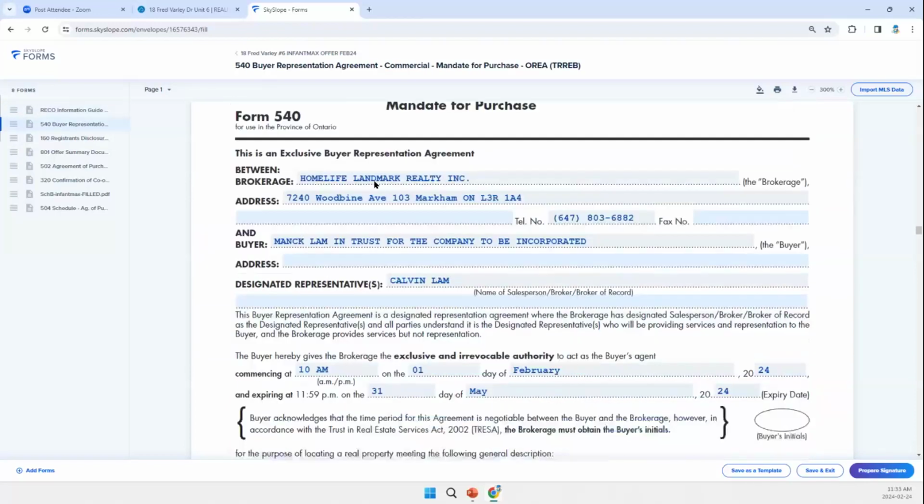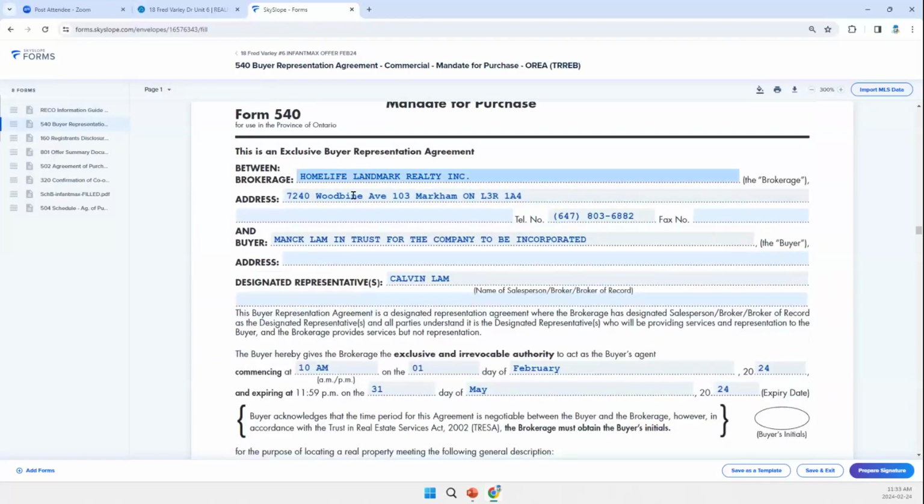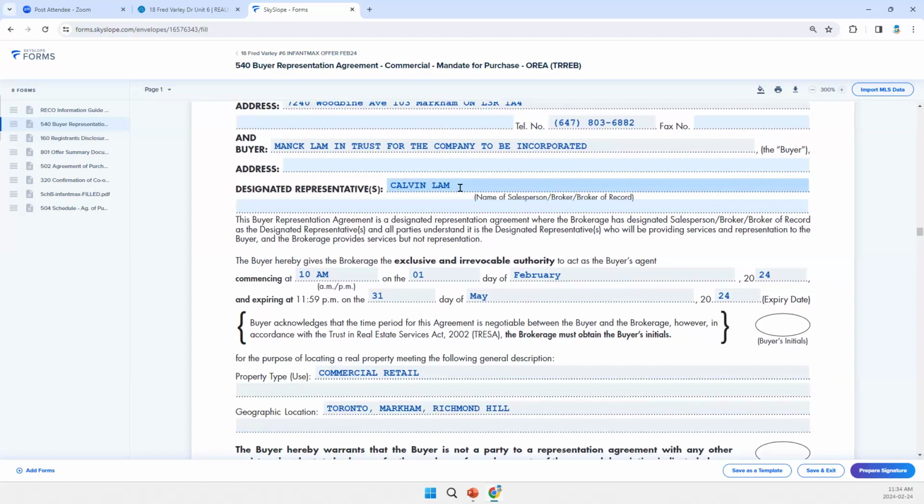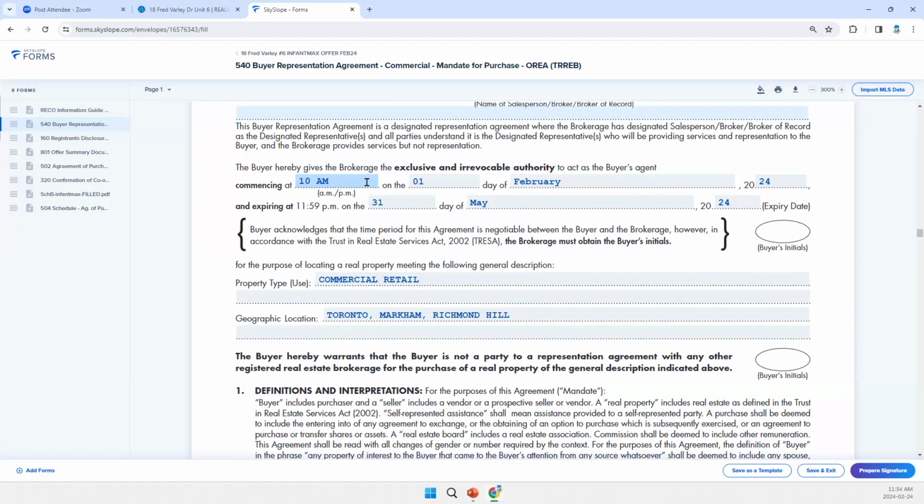That would be fine. And then 540 for the BRA, you're looking at the brokerage address, and this should be the brokerage phone number. But anyway, this is fine. This is your address, okay? And then you should write down the address for your clients here. And then you will have the designated agent's name, which is yourself. And then you have the commencing date, as I mentioned, right?